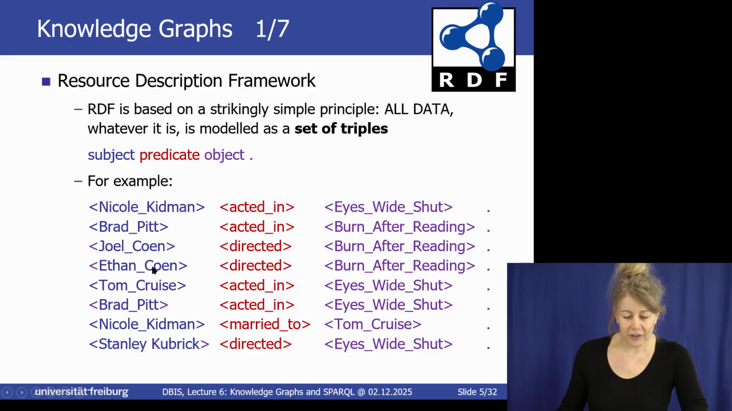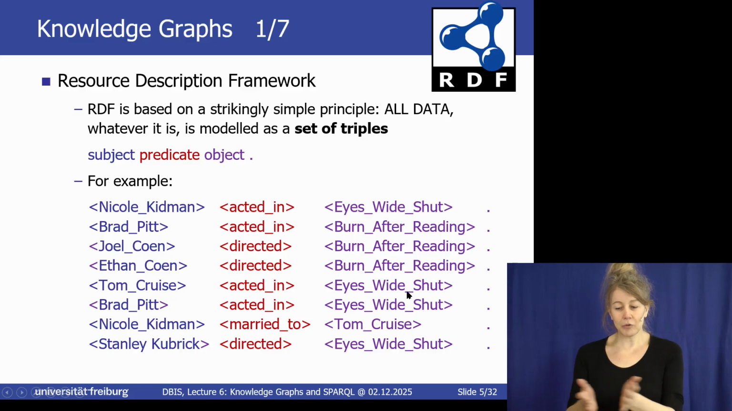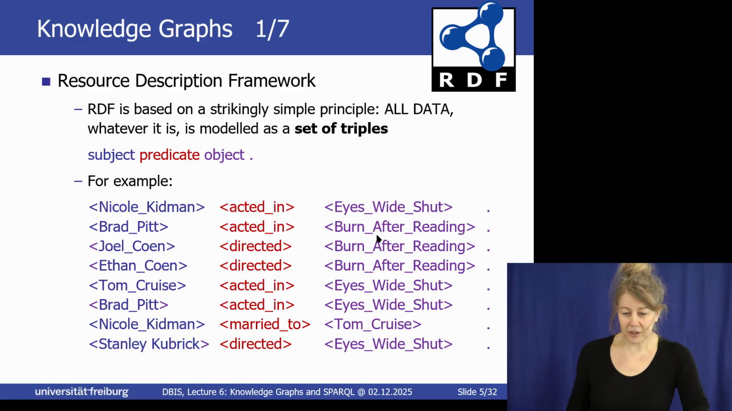Joel Coen and Ethan Coen, the Coen brothers, directed Burn After Reading. Tom Cruise acted in it, and so on. You can read it like a sentence, and that's a triple. Triples, I think it's easy to understand. That's why you have this symbol here, a 3, because it's triples.